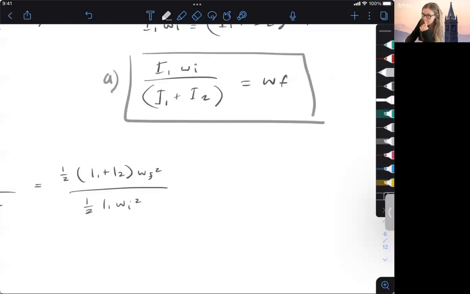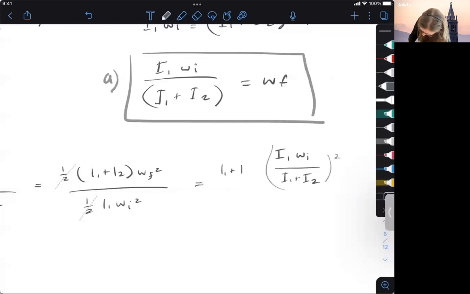We can cancel out our 1/2s. This is just turning into an algebra problem. Feel free to skip ahead if you would like. So for Wf, we have I1 Wi over I1 plus I2, and I'm just plugging this in for my Wf value. So this whole thing is going to be squared. And then I have I1 plus I2 divided by I1 Wi squared.